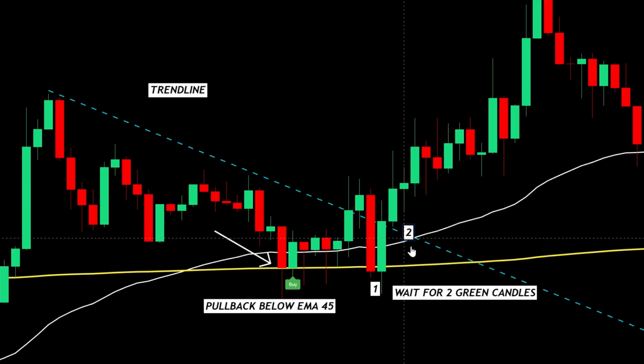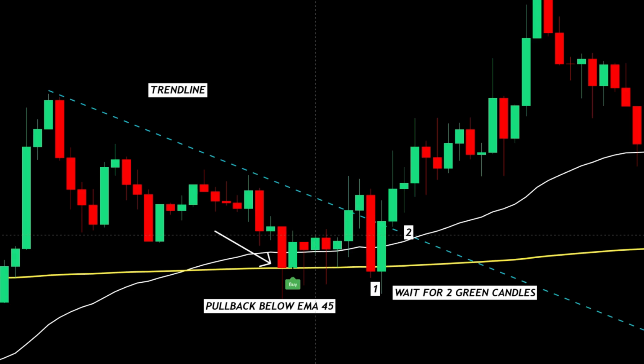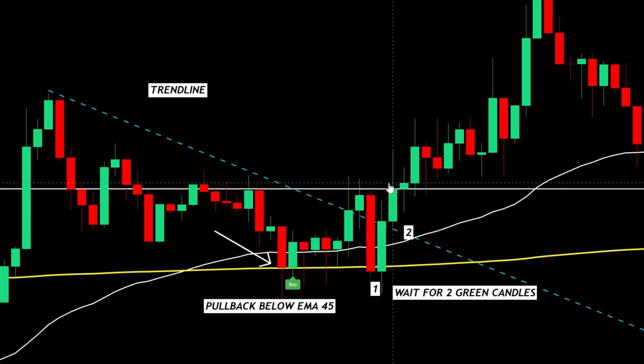In this example, we watch the price break above the line, we get the first green candle, then we wait for the second green candle to close. This is our valid entry signal. We open the position right there.